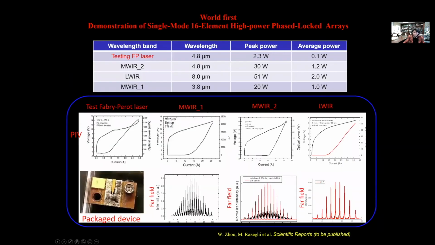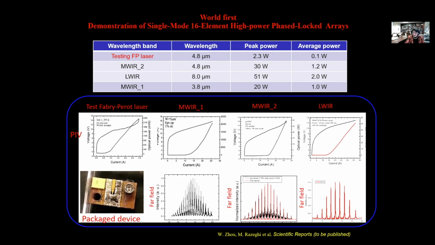So the result of that is here. For the 8 micron, we have 51 watts single mode phase locked. For 4.8 micron, we have 30 watts single mode phase locked. For 3.8 micron, we have 20 watts single mode phase locked. So all of that is a world first, but in parts.